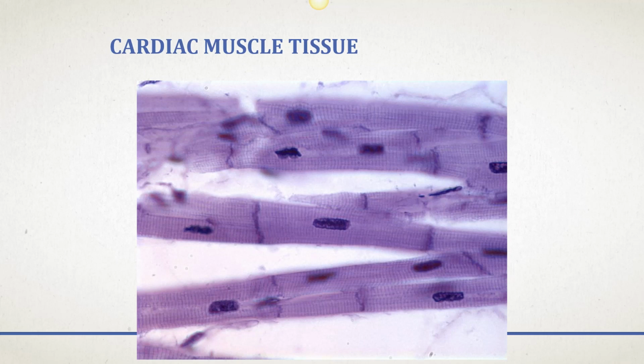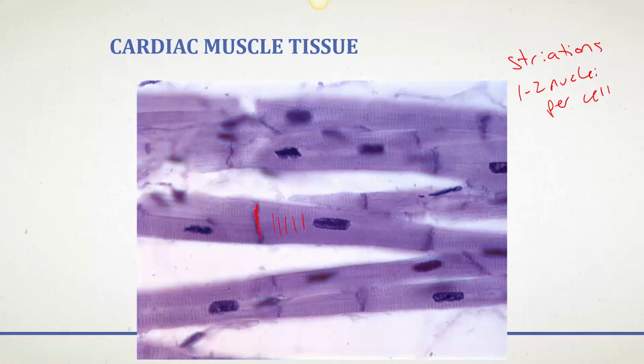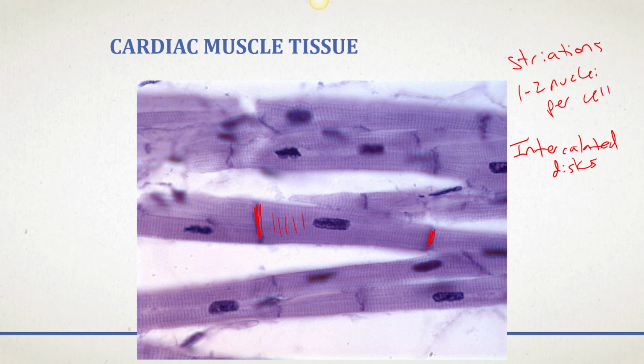Cardiac muscle tissue has striations. So it has all these little stripes. There are 1 to 2 nuclei per cell. But then it has these dark intercalated discs. Those intercalated discs contain numerous gap junctions, and that allows for rapid communication between neighboring heart cells.